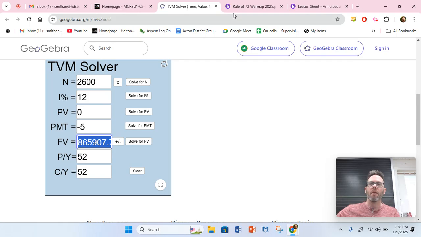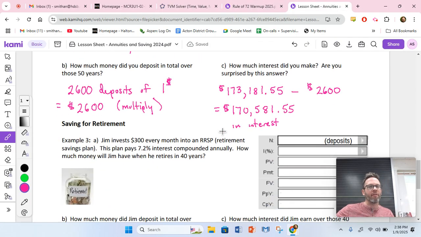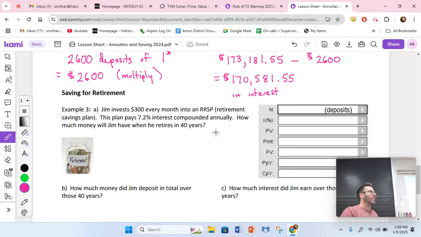All right. Very cool. Let's do another example. Let's maybe make this even more applicable. You guys are close to starting your working careers. Let's do a retirement planning example. So we're going to bump it up. This isn't a dinky $1 or $2 every week. Good old Jim is going to invest $300 every month into a retirement savings plan. We're going to find out how much he will have when he retires in 40 years. Now, you'll have to forgive me.